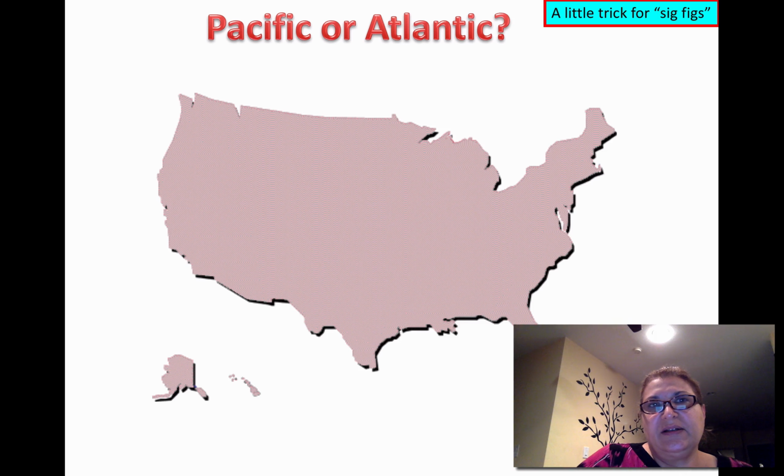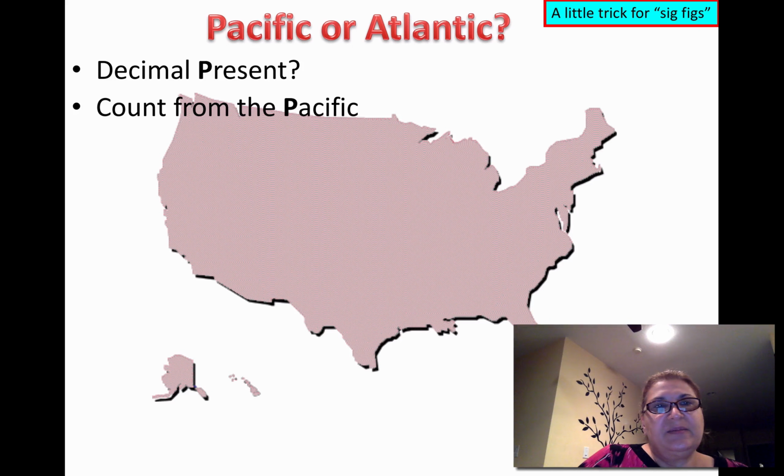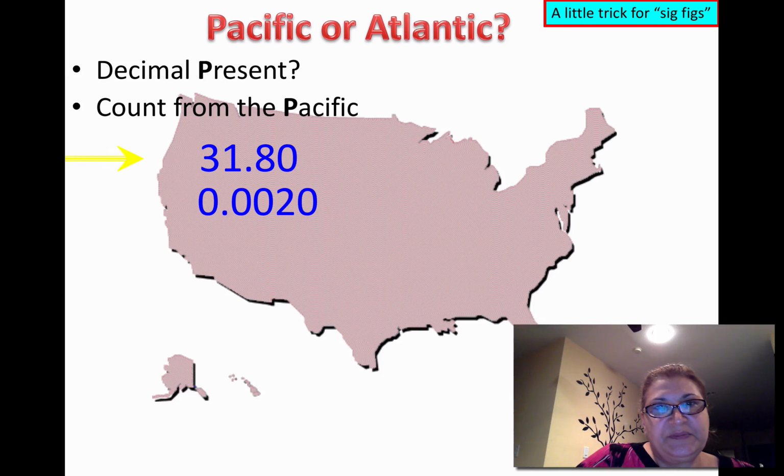There's another trick to significant figures. If there's a decimal, then we count from the Pacific, from the left, to the first significant number. So all of these count. 4 significant figures. 31.80 has 4 significant figures. 0.0020 has 2 significant figures.